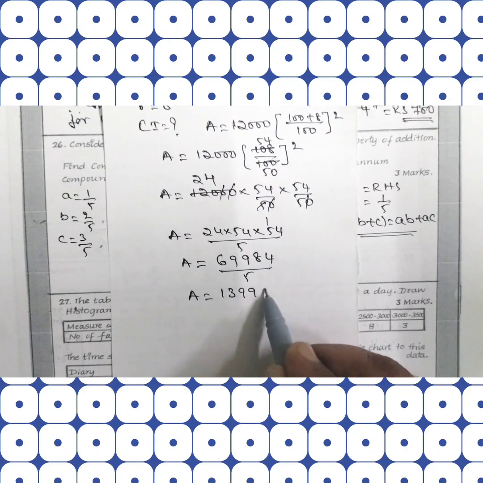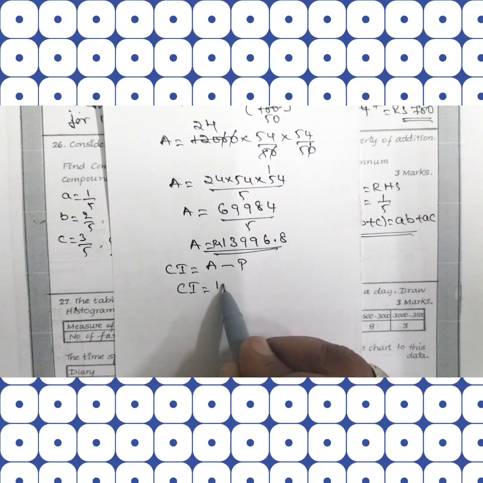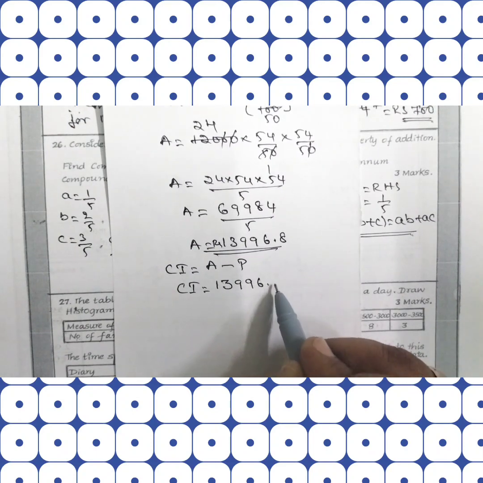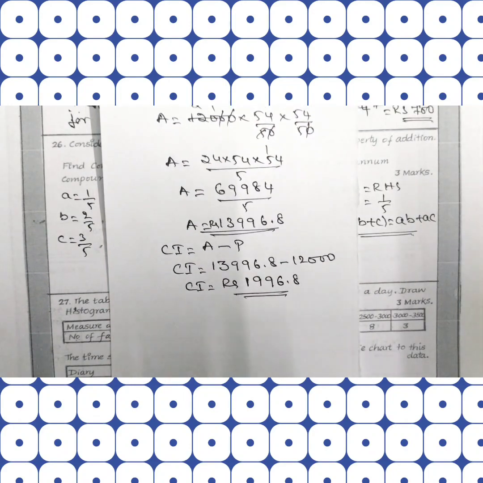So now let us calculate what will be the total amount. If you multiply 24 into 54 into 54, it will be equal to 69,984 divided by 5. If you divide that, you will get 13,996.8 rupees. This is the total amount. Now let us calculate the compound interest. Compound interest is equal to total amount minus principal amount. So compound interest is equal to 13,996.8 minus principal amount 12,000. If we subtract it, it will be 1,996.8 rupees. So this is the total compound interest that we have calculated, compounded annually.